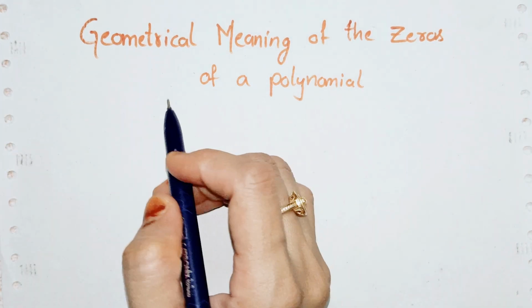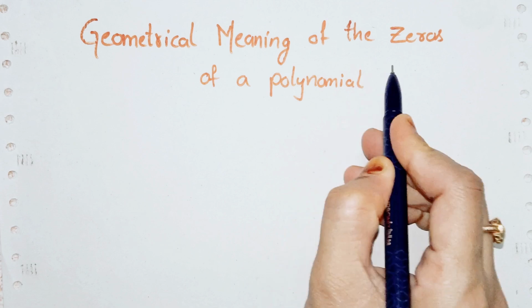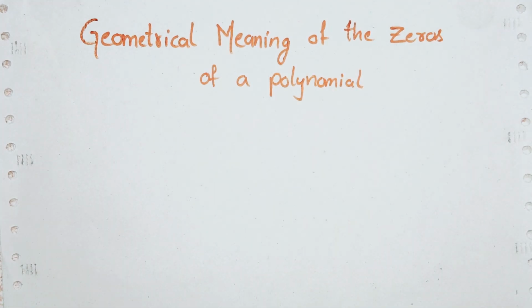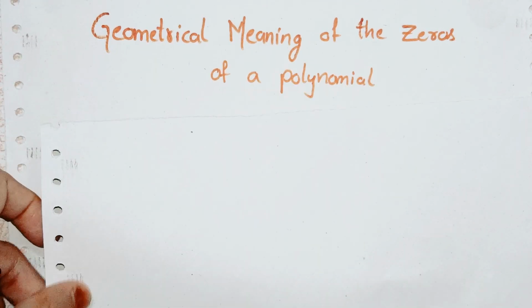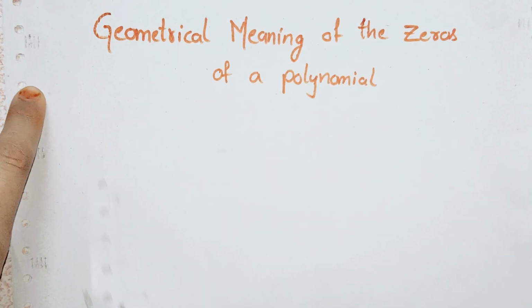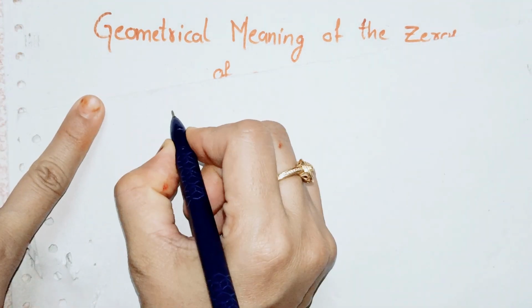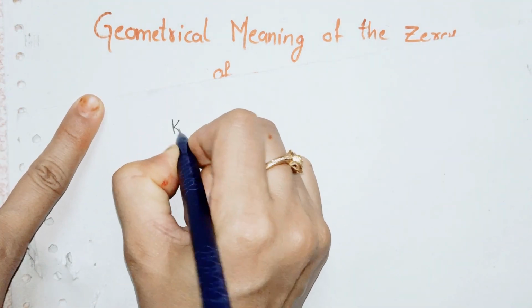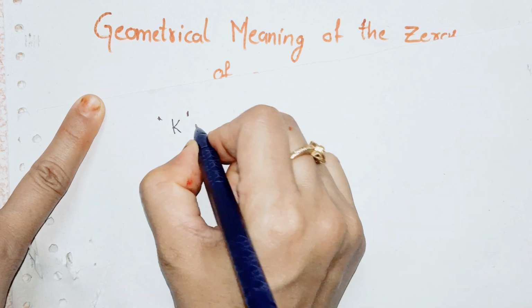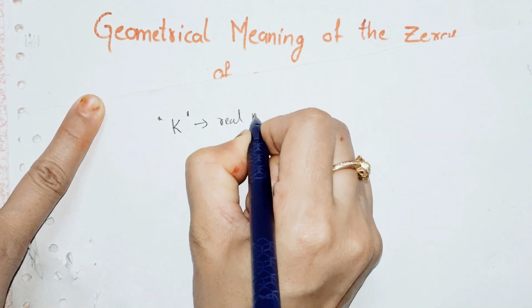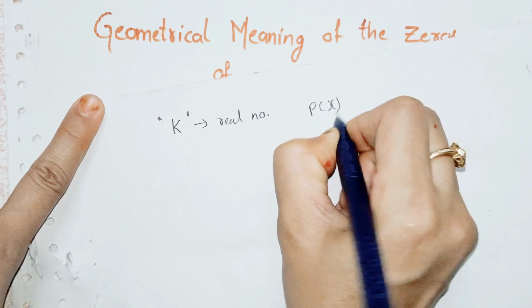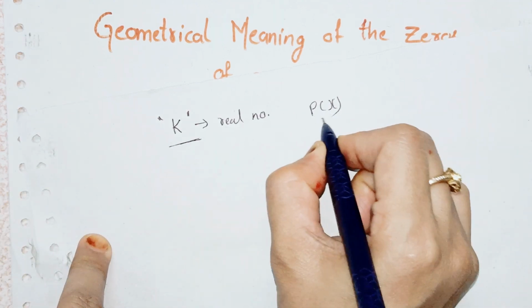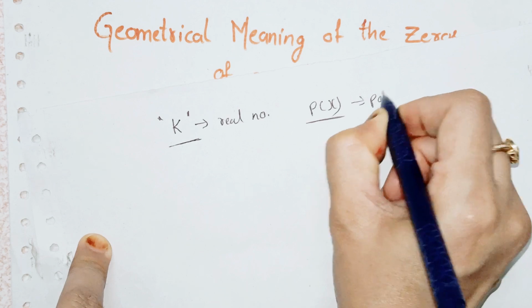Now our topic is geometrical meaning of the zeros of a polynomial. Okay, what do you mean by zeros of polynomial? I have already explained this in the previous class, right? Okay, let me tell you again. Zeros of polynomial is nothing but, suppose k is any real number, and p of x is a polynomial.